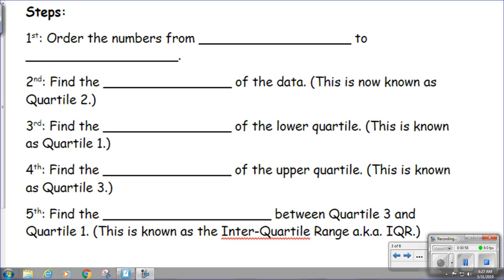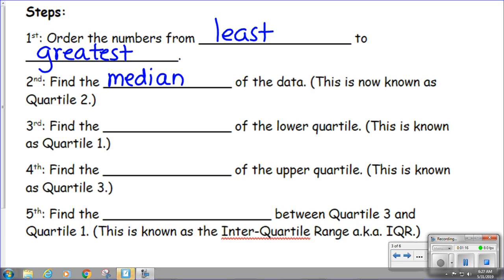Steps. First, we will order the numbers from least to greatest. Second, we will find the median of the data. We will also be referring to this from now on as quartile 2. Third, we will find the median of the lower quartile. This will also be referred to as quartile 1.